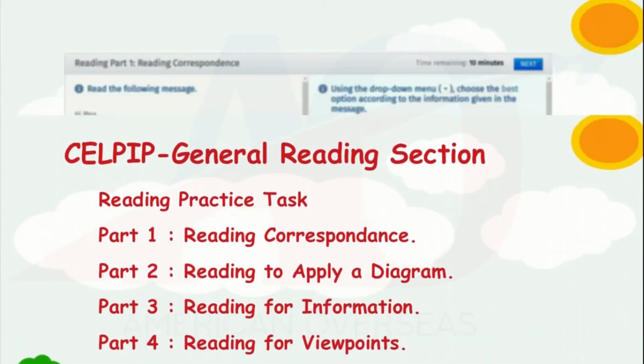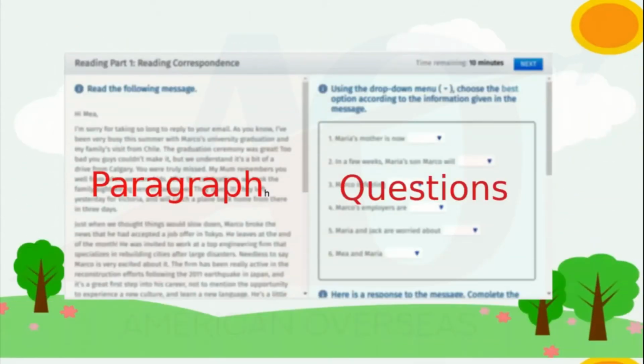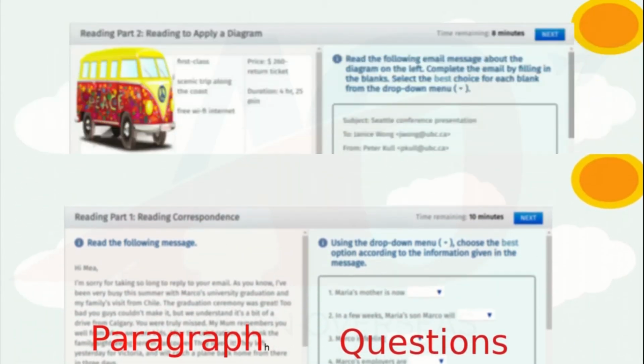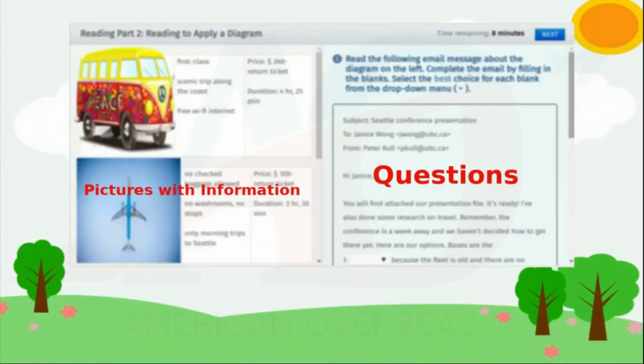Reading correspondence will have some form of correspondence like mail or email to read from. The passage is on the left-hand side of the screen and answers on the right-hand side of the screen. Part 2, reading to apply a diagram, is a section of pros and cons, where you will be given 3 or 4 options with images and data to decide the right answers for the questions.